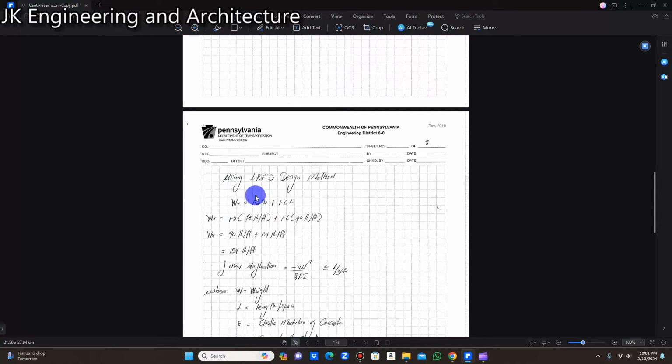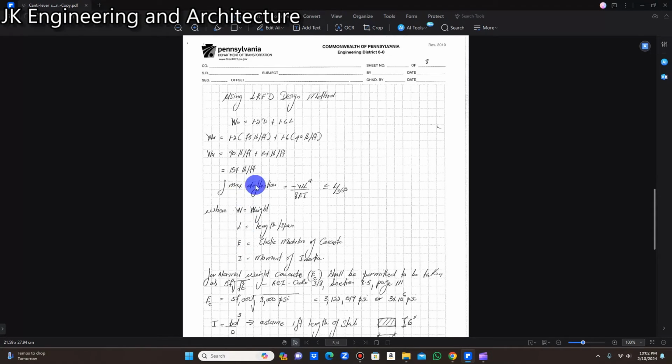So with LRFD, we're going to factor our load by 1.2 dead plus 1.6 live. We beef up our load. If the load is 10 or whatever figure, for the dead load we find 20% of it, and for the live load, we find 60% of it. That is why we times our dead load by 1.2 and our live load by 1.6. So when we times 1.2 times 75 pounds per foot plus 1.6 times 40 pounds per foot, the ultimate weight on the slab, uniform distributed load, is going to be 154 pounds per foot.